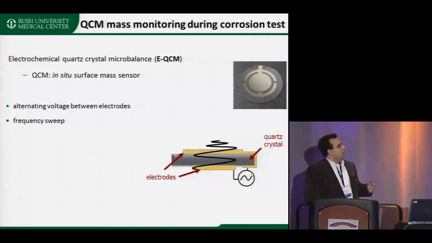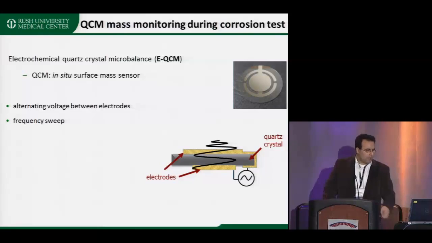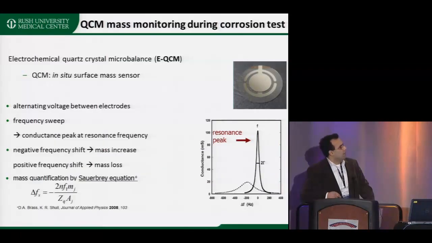So for those of you who are not familiar with the quartz crystal microbalance, I don't know how many there may be, here you see such a quartz crystal. It has two electrodes on the front and the back side, and placed in a QCM holder, we can apply a voltage and a frequency sweep, and as a result, you get a conductance peak at the resonance frequency, and at each harmonic of this frequency.